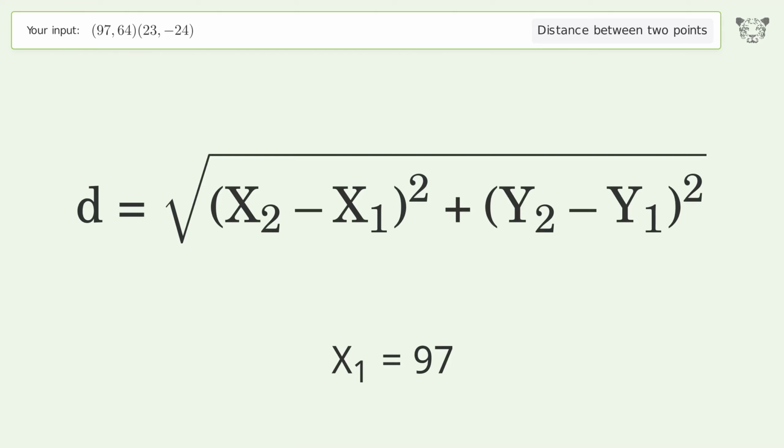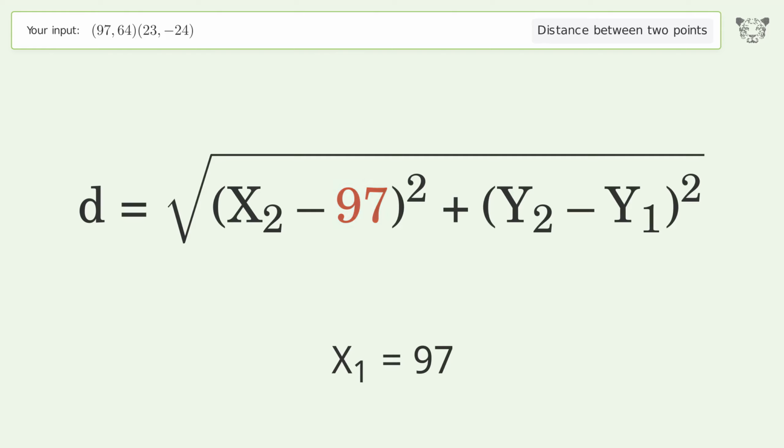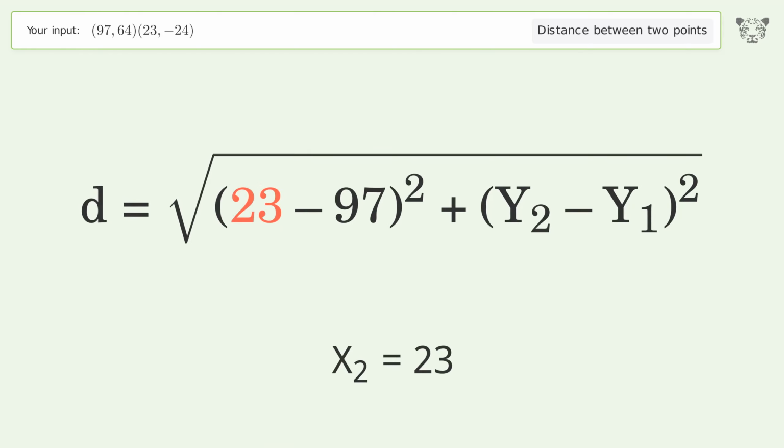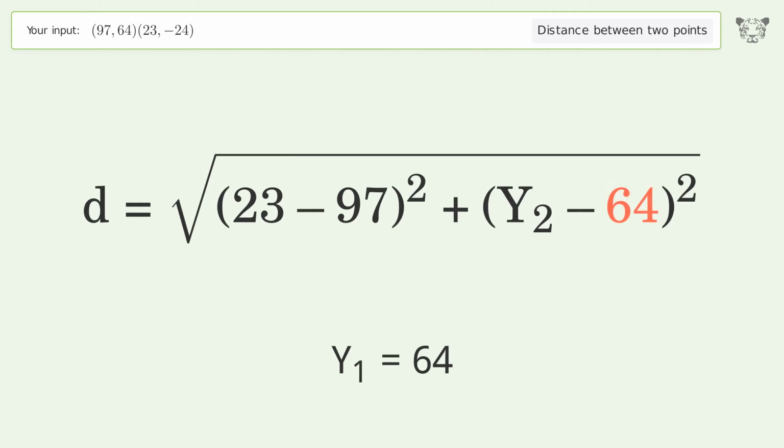x1 equals 97. x2 equals 23. y1 equals 64. y2 equals negative 24.